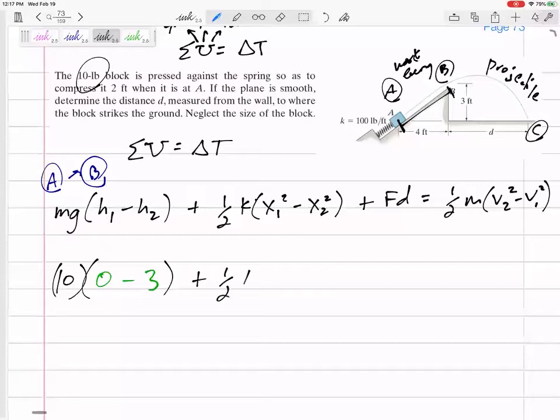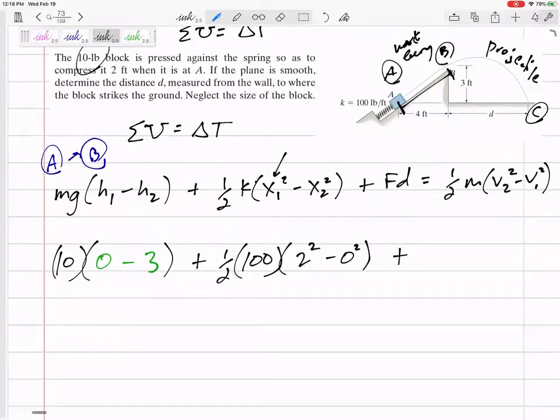Plus 1/2 k, k is 100. And again, I should be careful with my units, pounds per foot, gravity, feet per second squared. I'd like to have everything in feet. All right, so the initial compression is 2 squared, and the final, this spring is not attached, and so it just lets that box fly. So then it'll go back to its unstretched length.